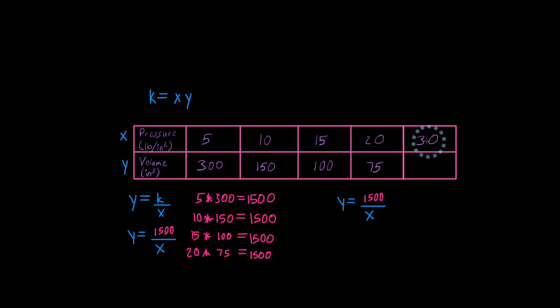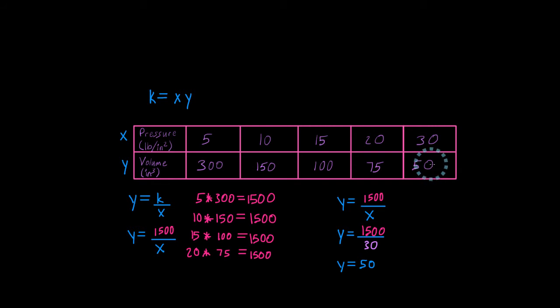Now I'm going to take 30 and substitute it in for x in this equation. So now I have y equal to 1500 over 30. 1500 divided by 30 is going to give me a value of 50. So y is equal to 50, and I'm going to plug 50 in right here.